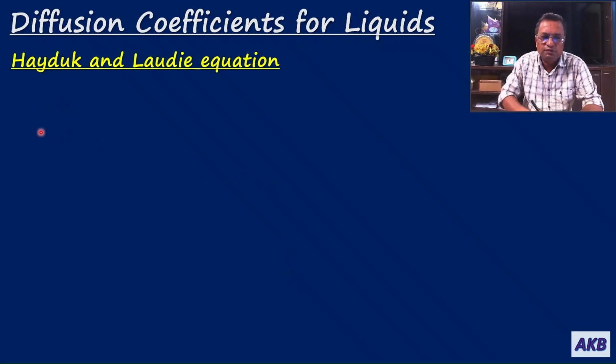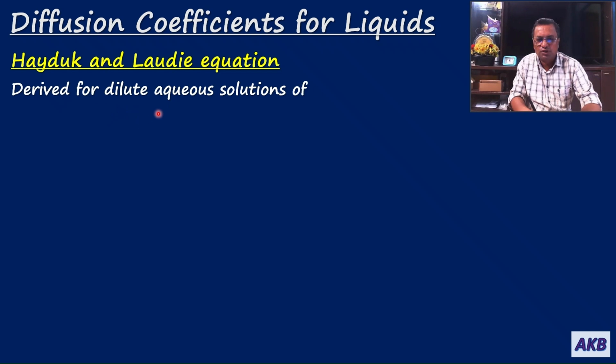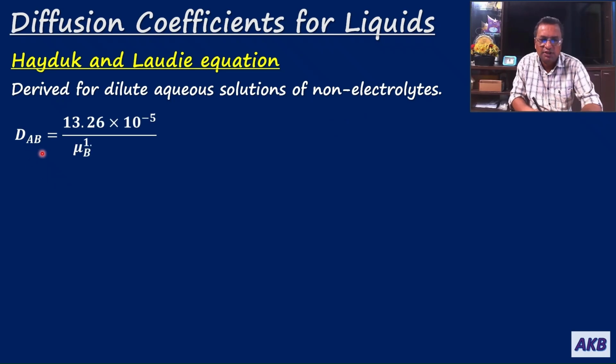Let us move on. Then there is another equation which is proposed by Hayduk and Laudie. This equation was derived for dilute aqueous solutions of non-electrolytes. So in this case, the solvent is always water. And what is this equation? DAB is equal to 13.26 into 10 to the power minus 5 divided by mu B raised to 1.14 into VA raised to 0.589. And you can observe there is no temperature in this equation.